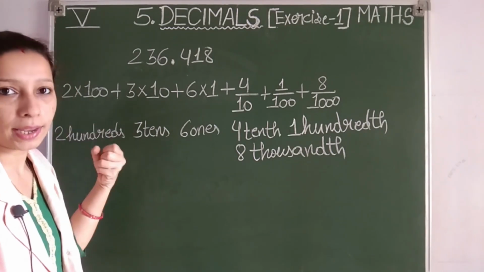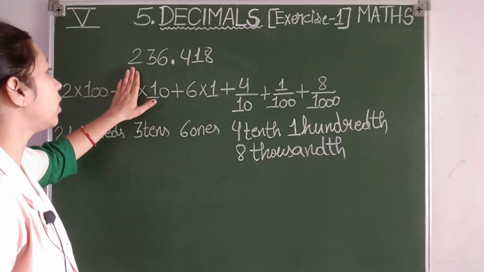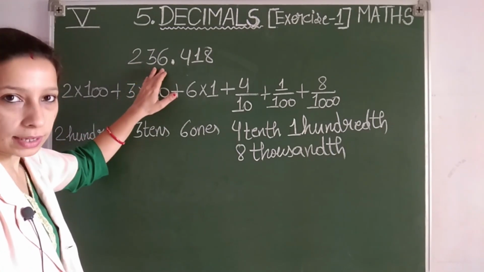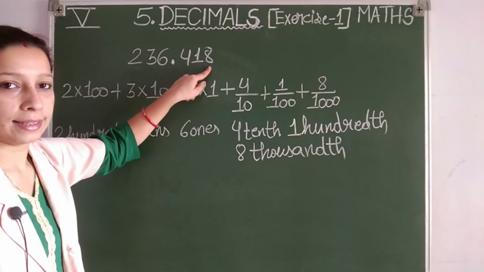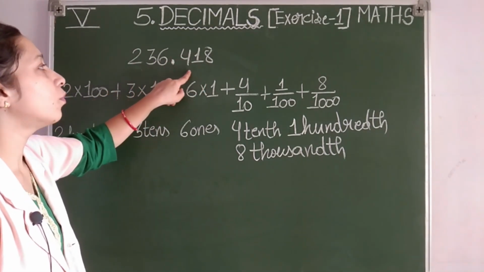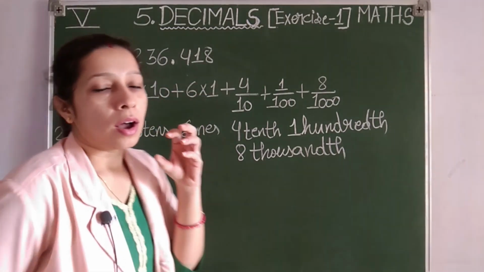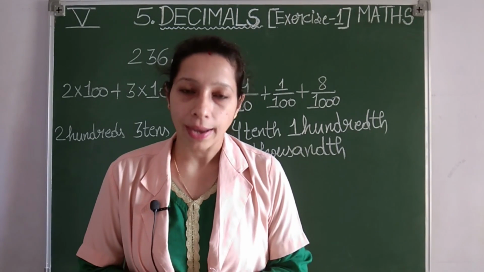You have to name each and every number separately. Means I'll read it as 236.418 like this. Clear students? Again I'm repeating, 236.418. So after the point the numbers are read separately. No need of joining them and reading.